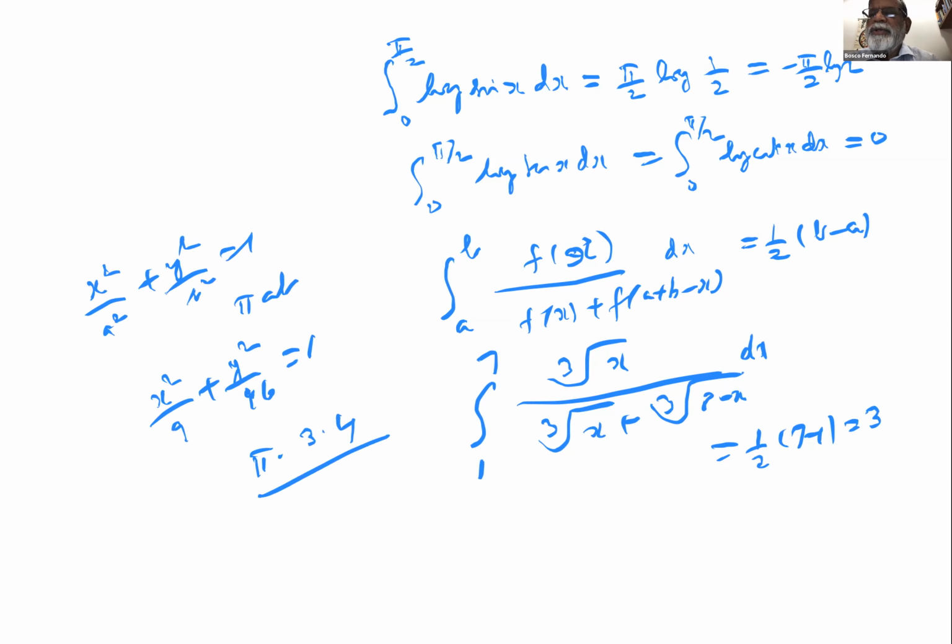Okay, two numbers whose sum is equal to 8, and the product should be maximum. So the numbers are equal, 4 and 4. So there are some standard results.